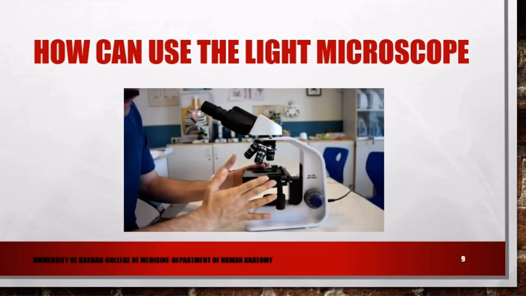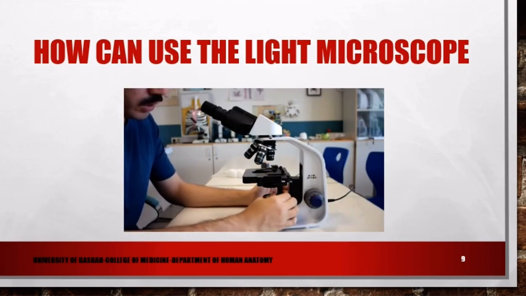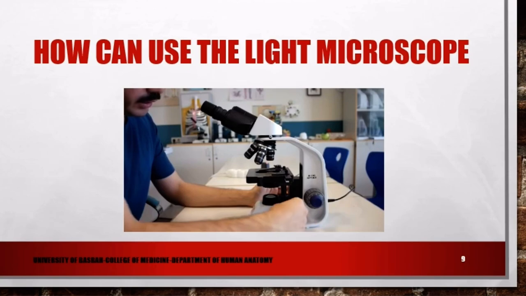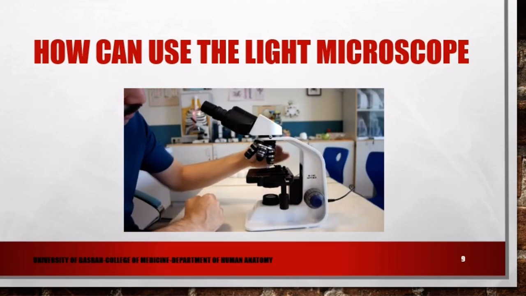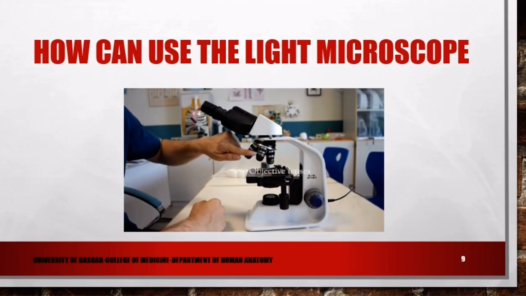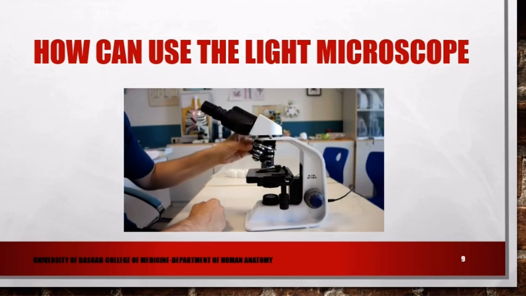This part is the stage, and these are stage adjustment knobs, moving the stage from the back and right and left. This part is a nose piece holding the objective lenses, and each objective lens has a color code, a different colored line or stripe showing the magnification power. This is 4, and this is 10, this is 40 times objective lens.